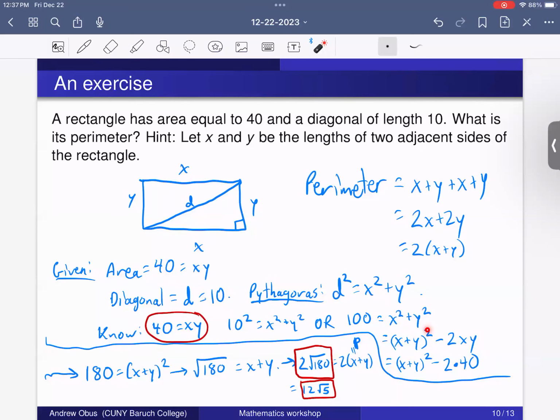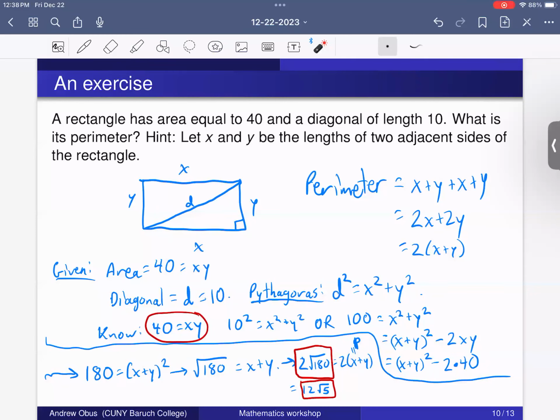So if I have x squared plus y squared, I can rewrite it as x plus y squared minus 2xy, because I have to subtract off the extra 2xy. And since we know what xy is, that's just x plus y squared minus 2 times 40. So we have that 100 equals x plus y squared minus 2 times 40, and you get that x plus y squared equals 180. Then you can solve for x plus y, and then for 2 times x plus y.